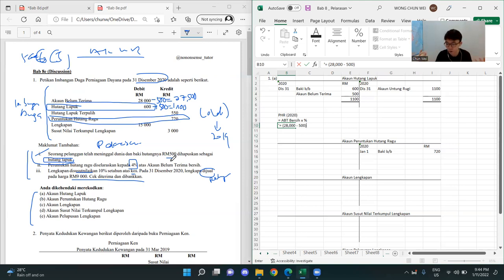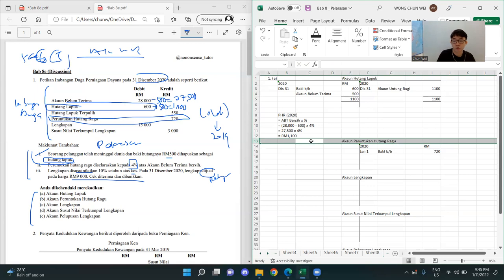That's why now, we number A, belum record lagi ya. So I have to minus out this 500 sekarang. That's why you minus 500, then only times the percentage, 4%. So you just remember, whenever you see hutang lapuk here, you don't have to minus it already. But then if you see hutang lapuk in your maklumat tambahan, then you have to minus like what I have done here. All right. So 28,000 minus 500, we get 27,500, then times 4%. You get 1,100. So this is your PHR for 2020.